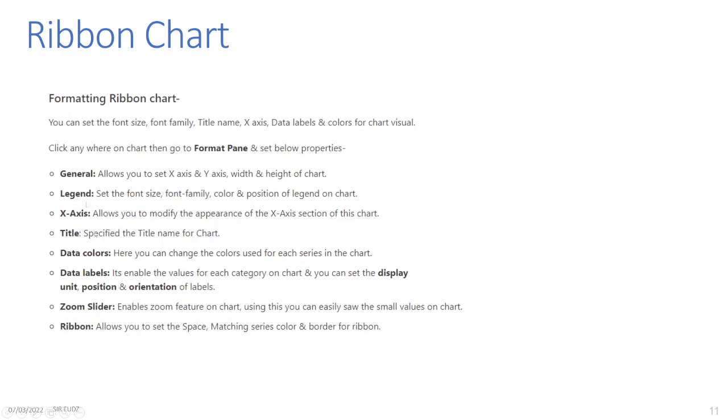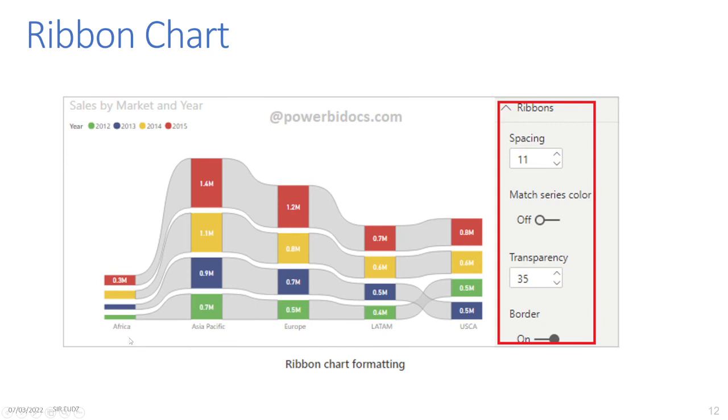The formatting of the ribbon chart is very similar, except maybe for the ribbon, which allows you to set the spacing, matching series color, and border for the ribbon. Then the rest will be similar to other charts. We can also place data labels. I will not be discussing the formatting properties in detail. Once it is formatted, we have this one.